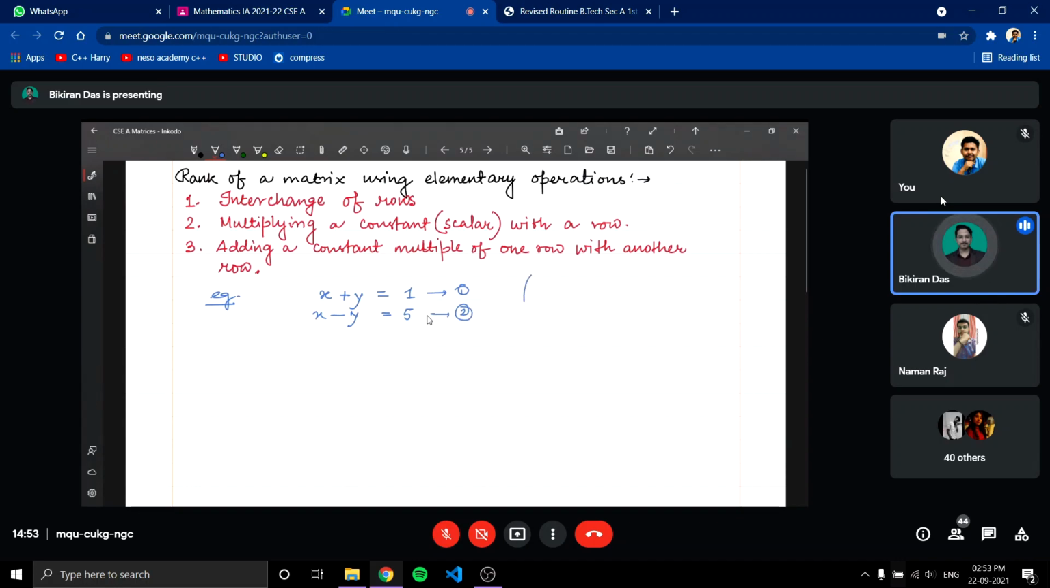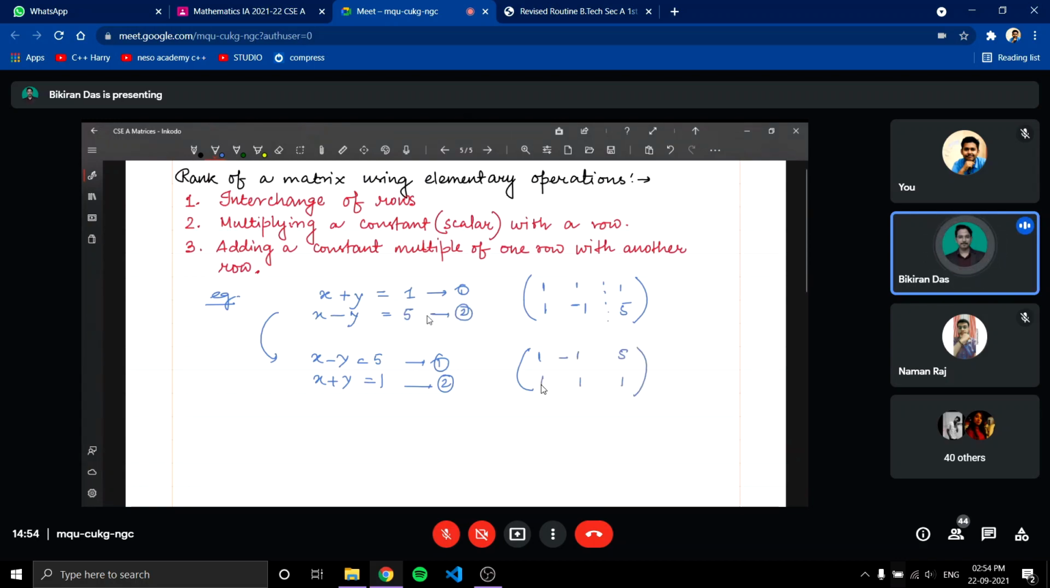If you write this in matrix form, what you will get? 1, 1, 1 and 1, minus 1, 2. You have learned how to write equations in matrices. Now, suppose we write the second equation first and the first equation second. Will the solution change? Is there any effect? No. So if you write the matrix now, you will get 1, minus 1, and 1, 1, 1.